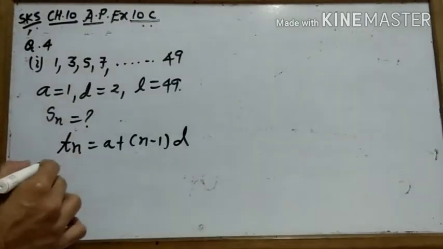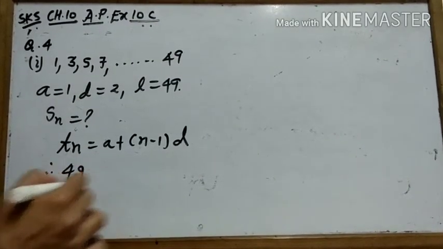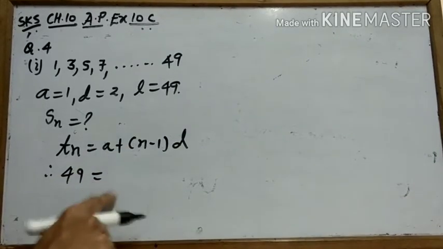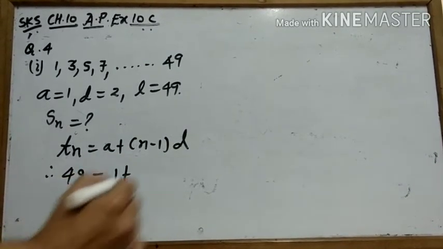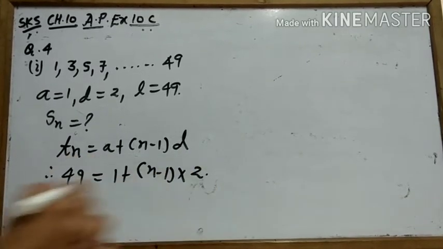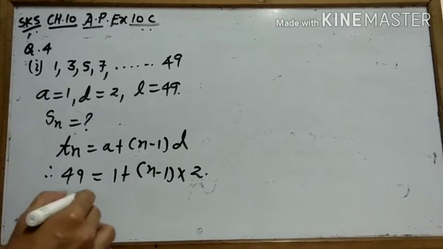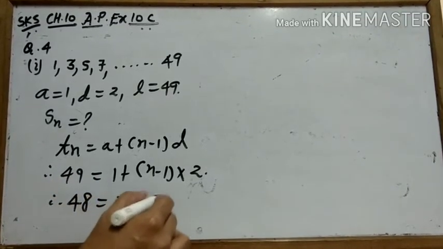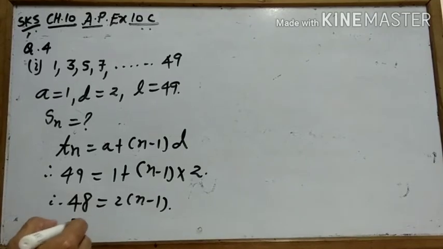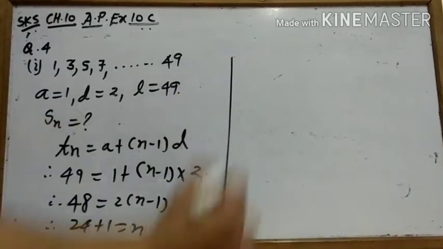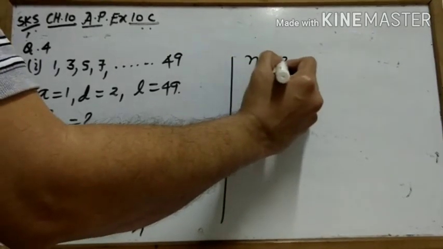Our last term is 49 and I want to find out small n for that. So 49 is equal to a plus (n minus 1) d. The a value is 1, the n value we do not know, and the d value we know as 2. So 49 minus 1 is 48, which equals 2 into (n minus 1). Now we have 24 plus 1 is equal to n. So the value of n is equal to 25.